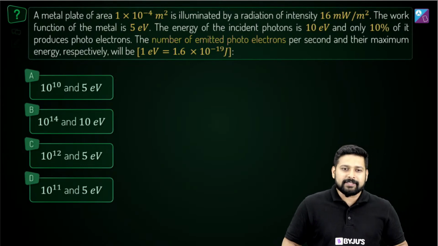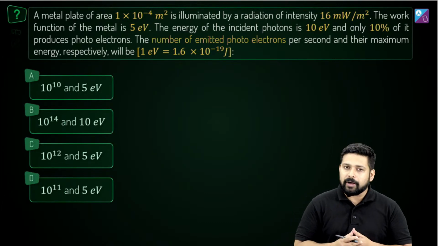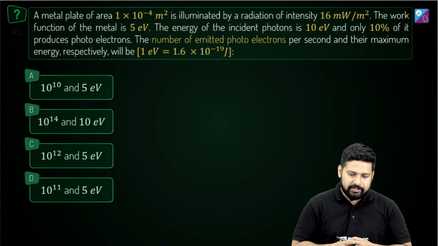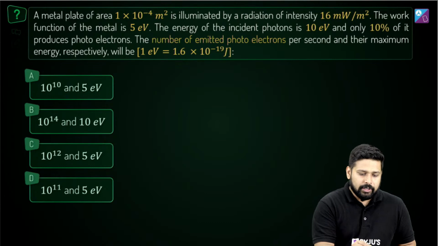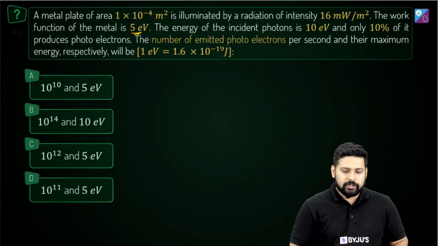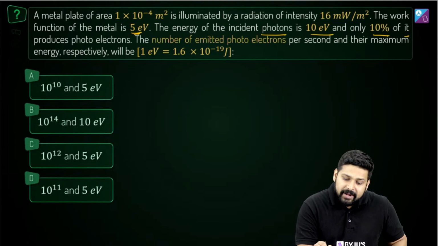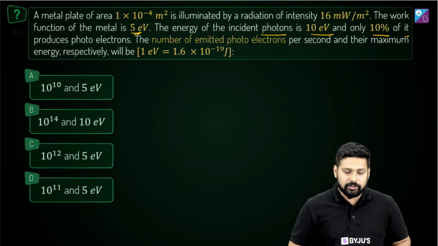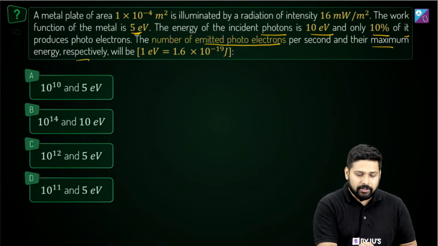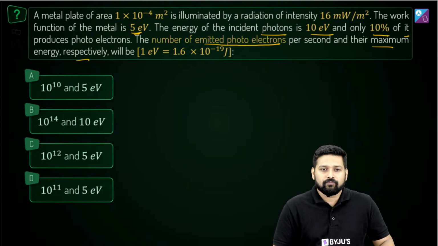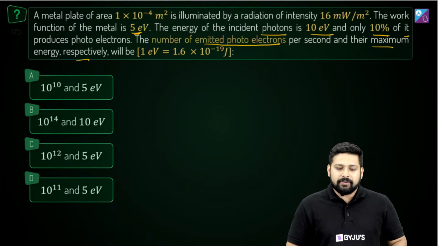The next question is, a metal plate of area 1 into 10 to the power of -4 meter square is illuminated by radiations of intensity 16 milliwatt per meter square. The work function of the metal is 5 electron volt. The energy of the incident photon is 10 electron volt, and only 10% of it produces photoelectrons. The number of emitted photoelectrons per second and their maximum energy respectively will be. Okay, so you need to find the number of emitted photoelectrons.